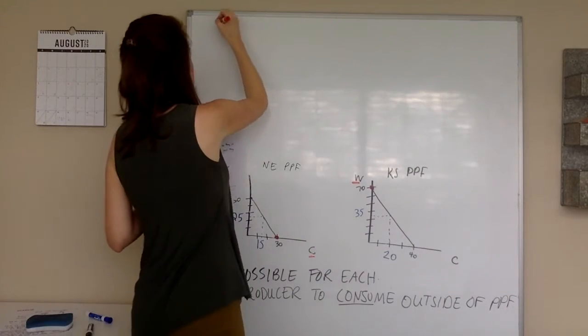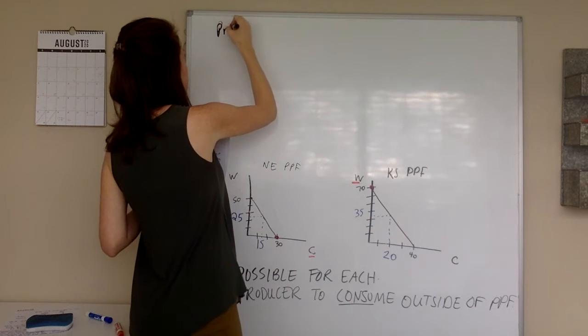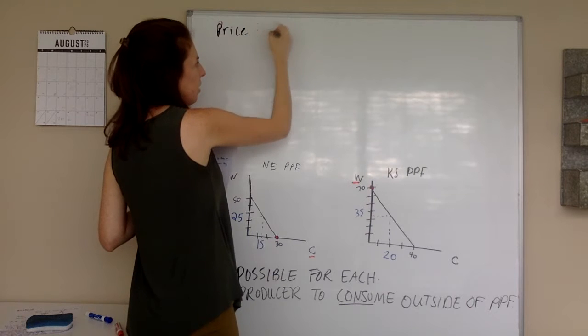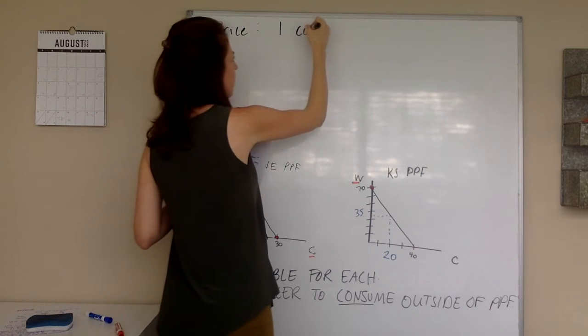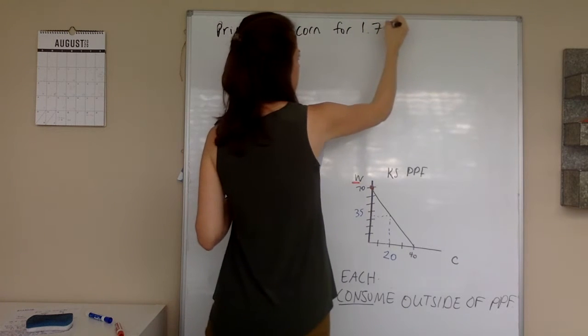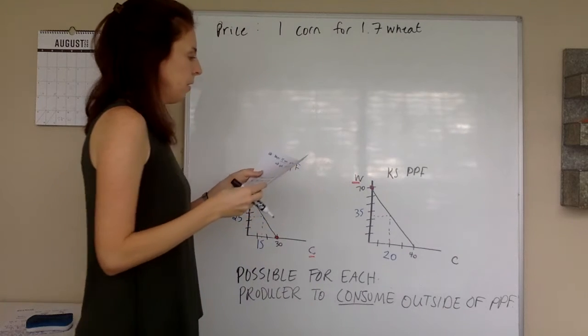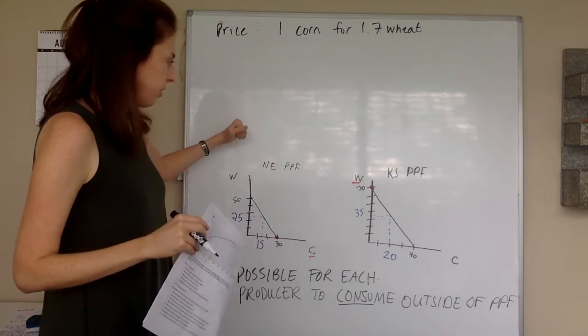Okay, so I'm going to put the price that they decided on, we'll say, is 1 corn for 1.7 units of wheat. Okay, let's just start with Nebraska.